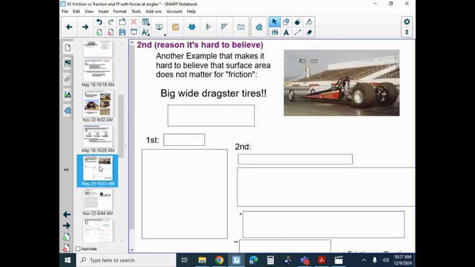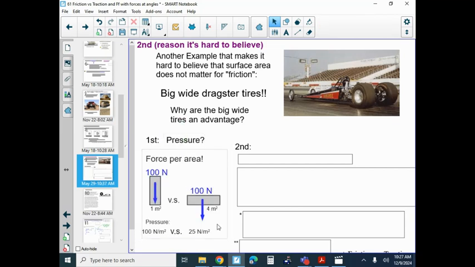Another one that students will point to is like, well, what about the super wide tires on dragsters? Isn't that to get more friction? You think it would be kind of a friction situation, and it is, but the width isn't giving you the extra friction. It's actually that they're able to get them super soft and sticky.